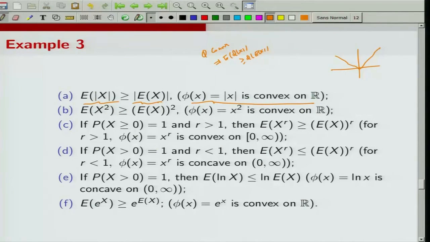Let us consider phi x equal to x square. The double derivative here is 2, which is always greater than 0. So phi is convex. So the expected value of phi X would be greater than or equal to phi of the expected value of X, and you get this inequality.